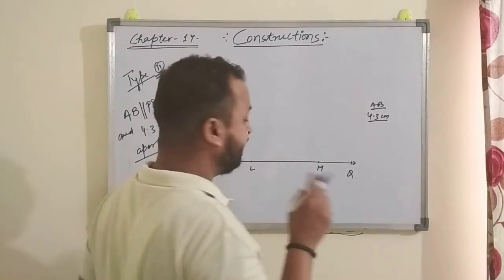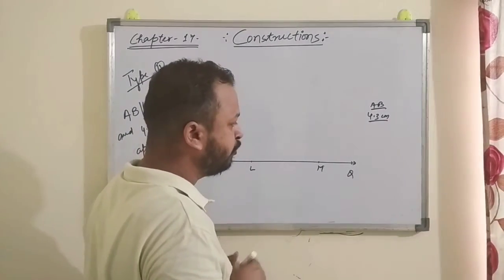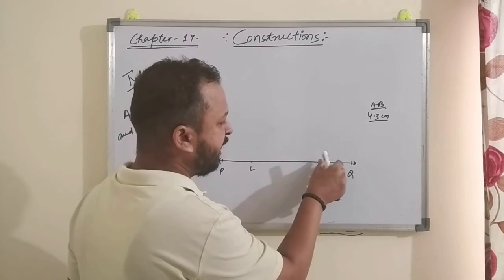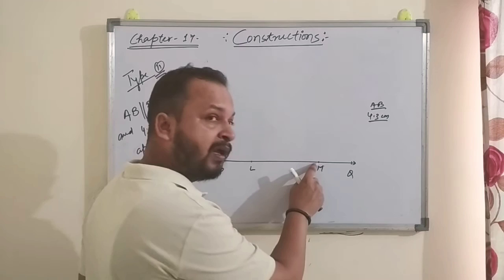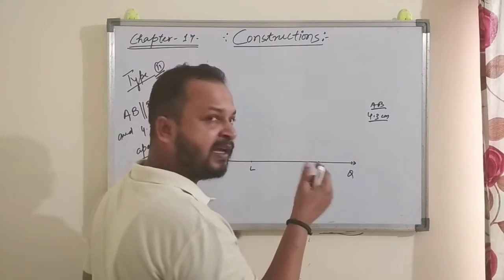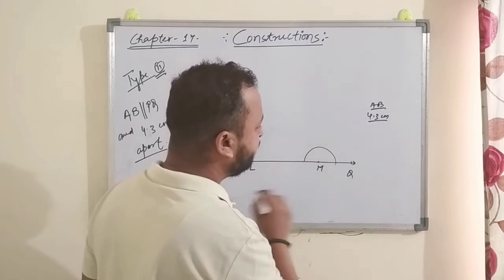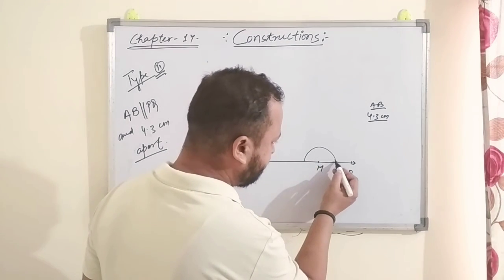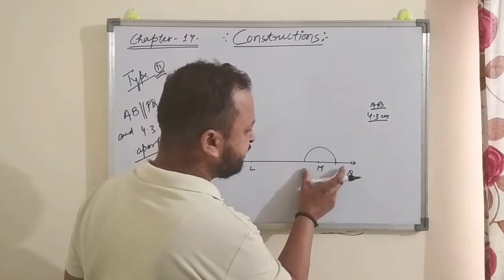Make an angle of 90 degrees by the use of a compass. So how are you going to use the compass to make an angle of 90 degrees? Take point M as a center and take any radius, draw a semicircle. Where this semicircle intersects the line, that is this point.